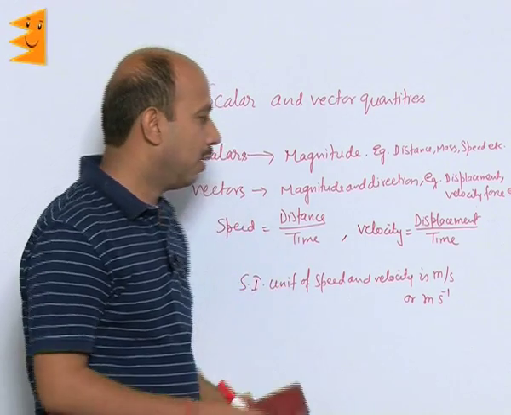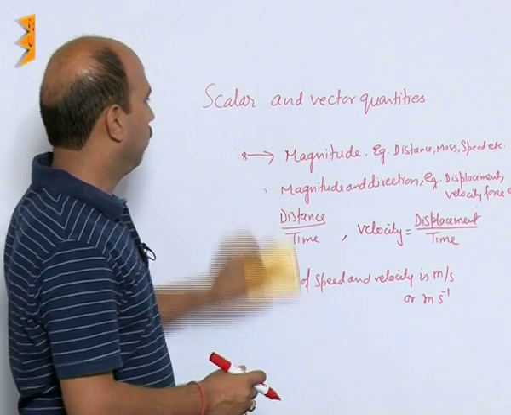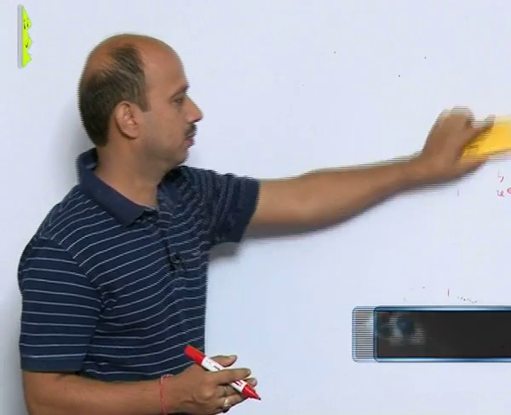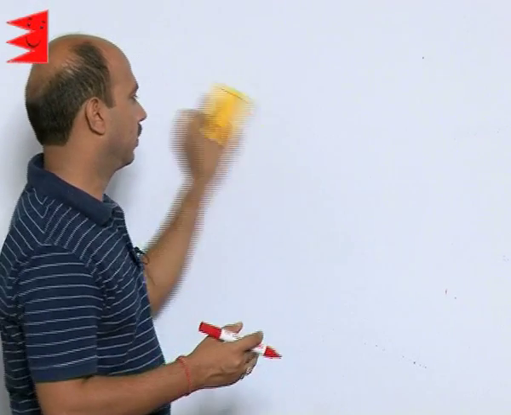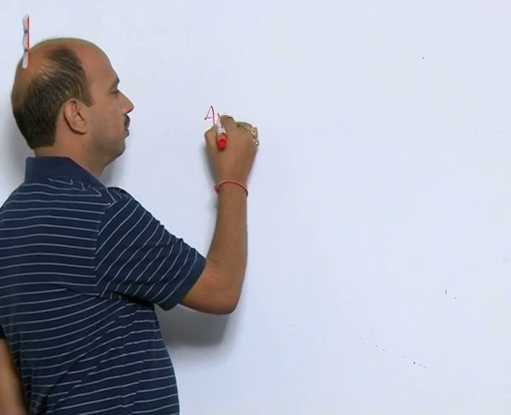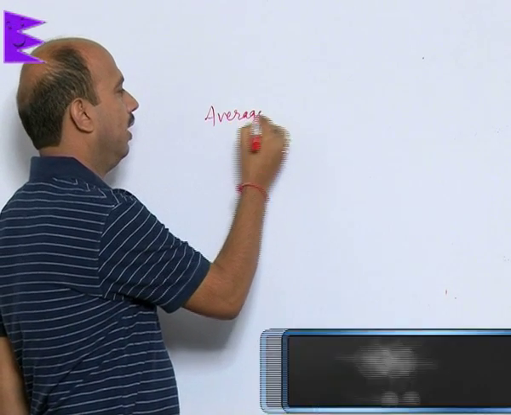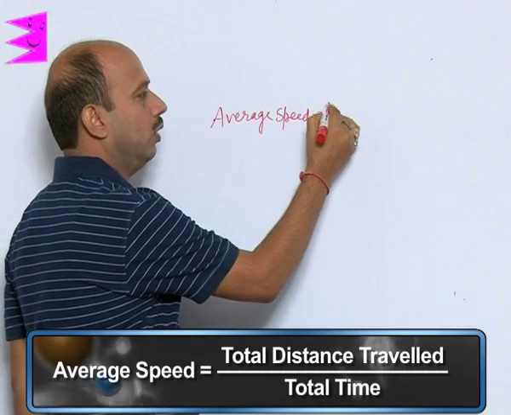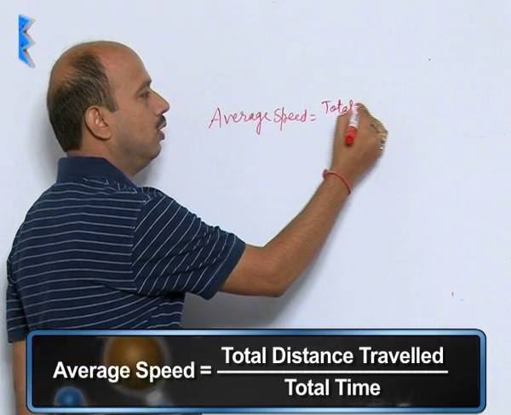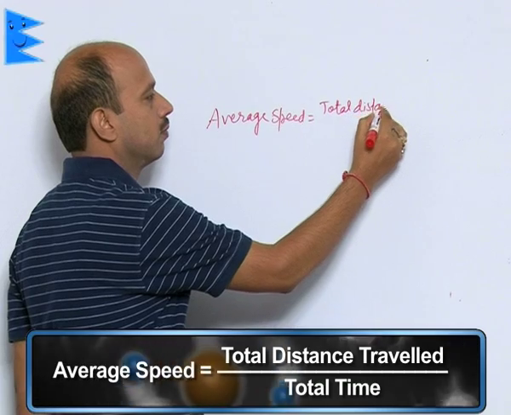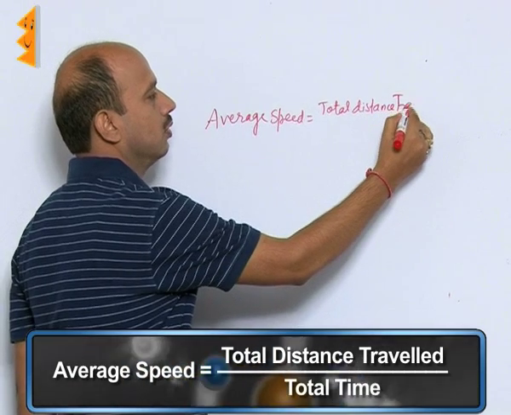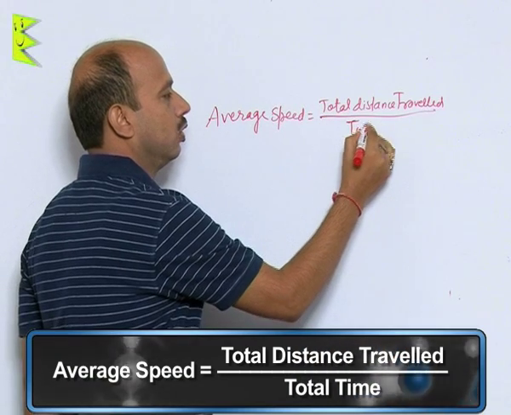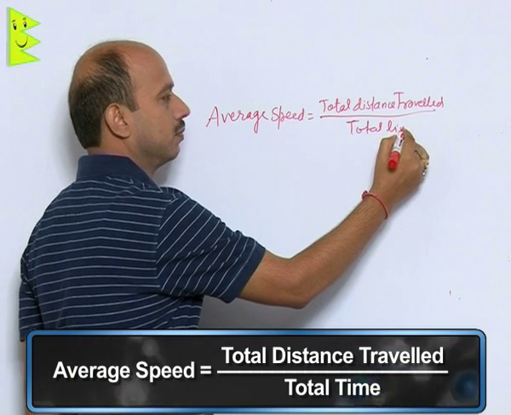Now we will see about average speed and average velocity. So, here average speed is equal to total distance traveled divided by total time taken.